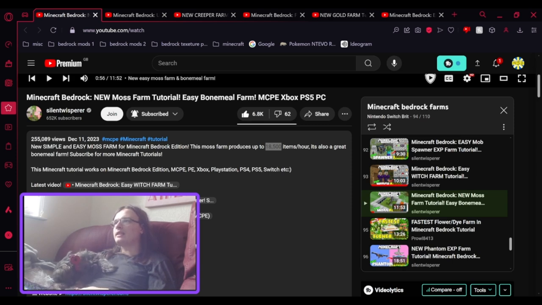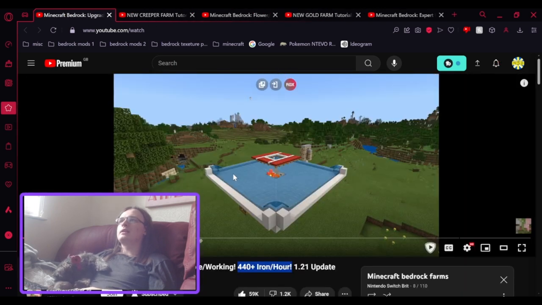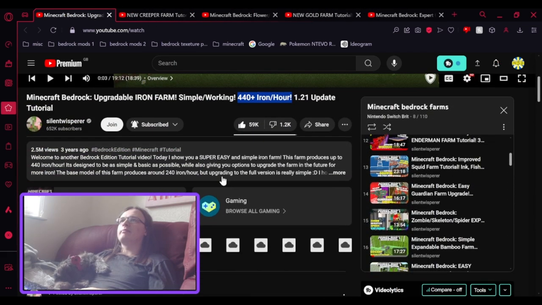Leaving 67,340 essence per hour, or 65.7 diamonds per hour. Which is pretty good. 65.7 diamonds an hour. Pretty good. So yeah, next up on the list is the iron farm designed by Silent Whisperer.